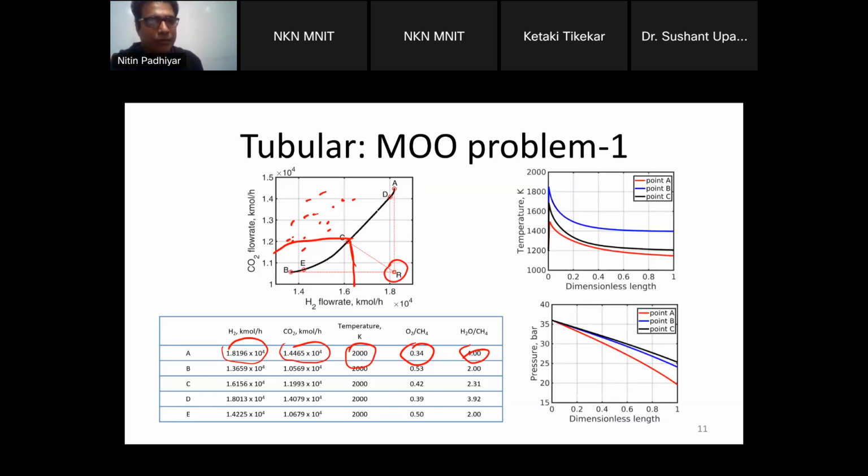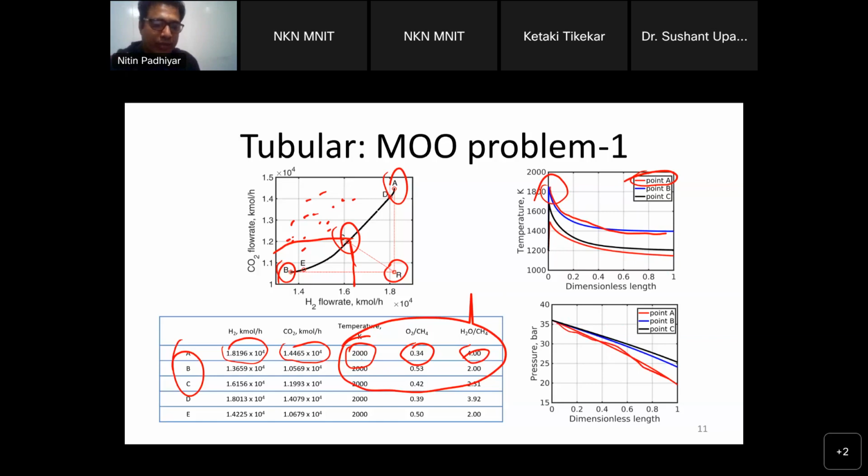Now, for these three points, A, B, and C, if I run the reactor, that is, if there is a tubular reactor, and I provide the corresponding feed conditions into the reactor, then how does the temperature change? It changes like this. For example, point A, which corresponds to maximum hydrogen, the temperature changes like this. That means I'm operating at a very high temperature, because at high temperature I get a good desired reaction, and then I get a lot of hydrogen production. And the pressure changes in this fashion. So pressure drops quite a lot, the red color. So that is where I have to deal with that. And such are the profiles for the other two points as well.